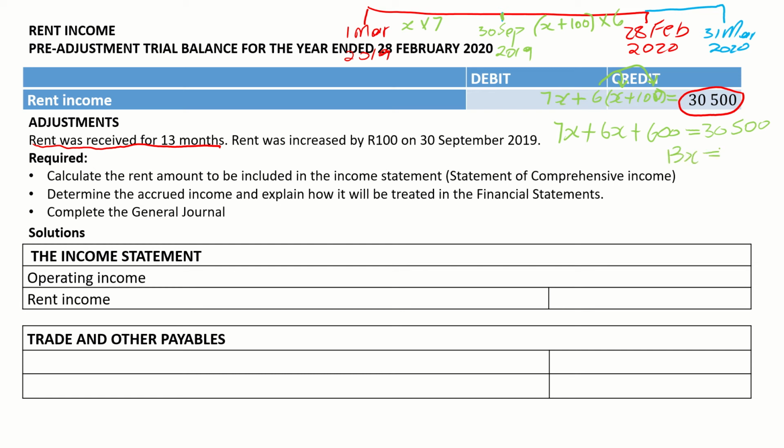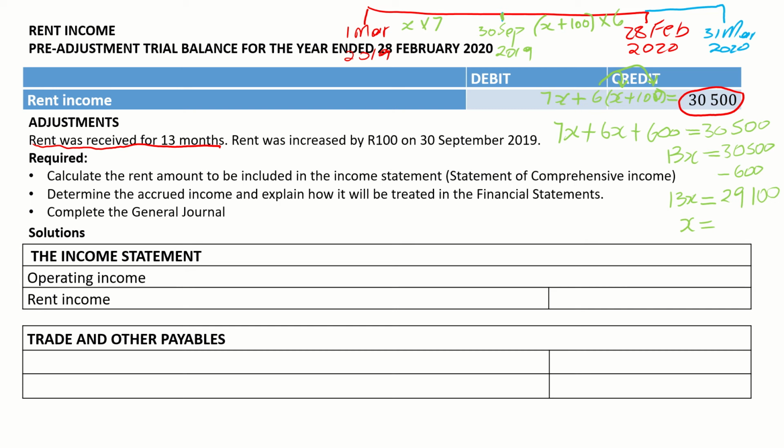You will simply take that 13X and equate it to 30,500, and then you minus 600. What is 30,500 minus 600? That will give you 29,900. So you will have 13X is equal to 29,900, and then you divide both sides by 13.